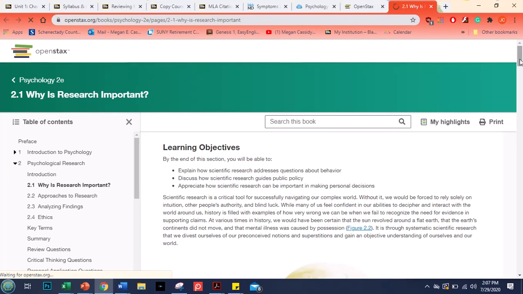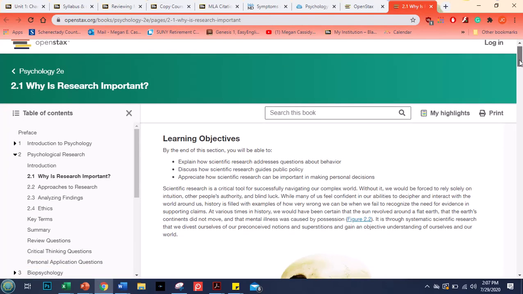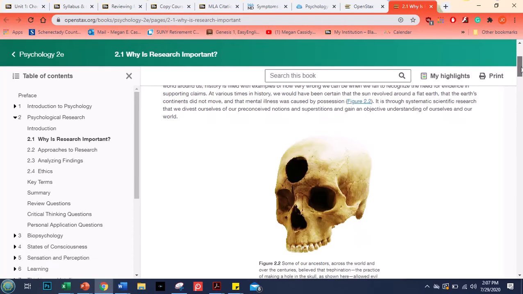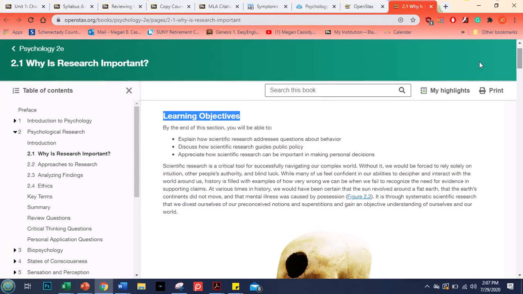I have not seen this yet because I kind of wanted to look at it as someone would look at it. Okay, so our chapter title is Psychological Research. Our heading is Why is Research Important? And then this in bold is a subheading. Learning objectives. What they want us to learn in this chapter. By the end of this section, you will be able to explain how scientific research addresses questions, discuss how scientific research guides public policy, and appreciate how scientific research can be important in making personal decisions.